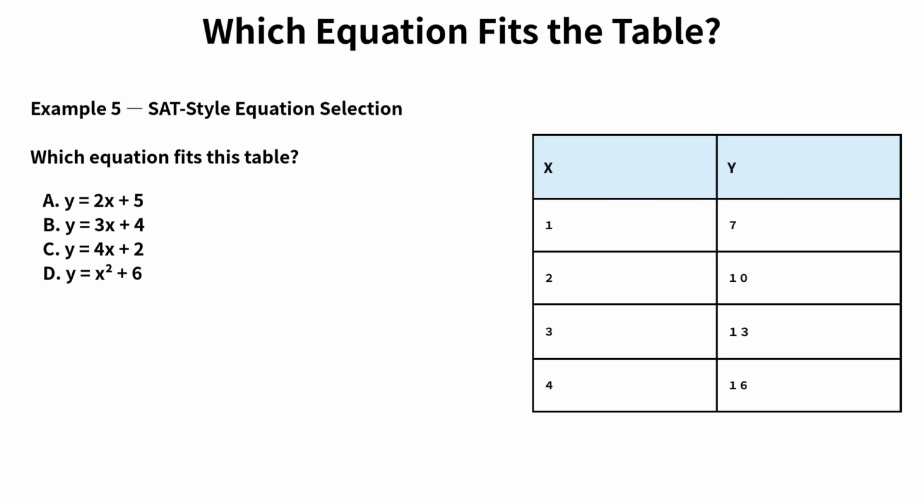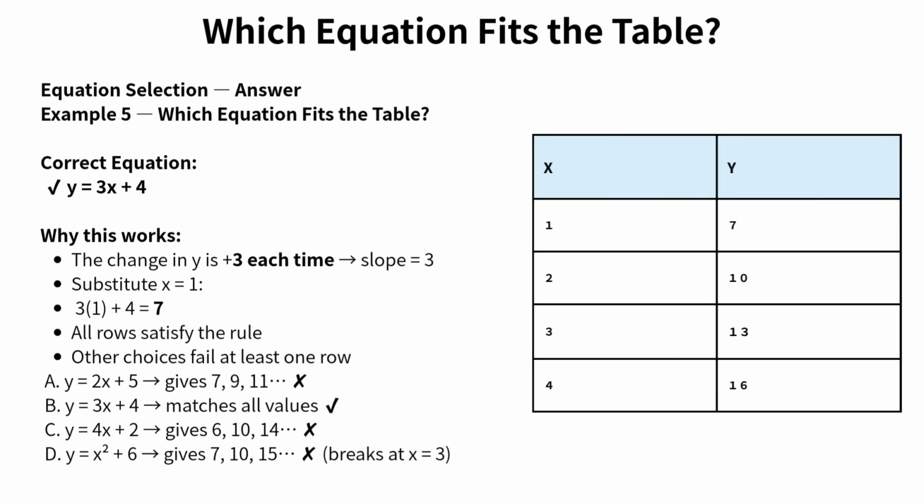On SAT equation selection questions, always identify the rate of change first, then use any row to find the intercept. This prevents guessing and guarantees the correct choice every time. Let's review why the correct equation for this table is y equals 3x plus 4.